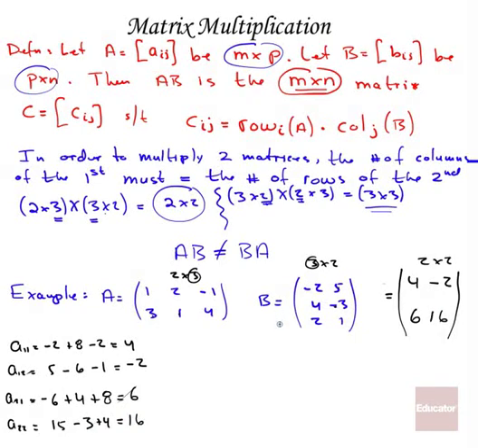So the product AB is equal to 4, minus 2, 6, 16. A 2 by 3 matrix multiplied by a 3 by 2 matrix gives us a 2 by 2 matrix, and we get that by this row, this column, this row, this column, and then this row, this column, this row, this column. That's all you're doing, rows and columns.